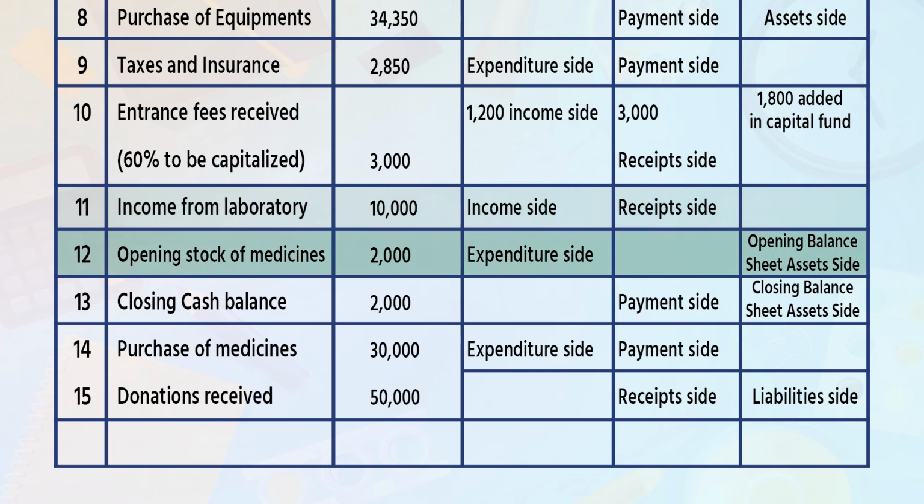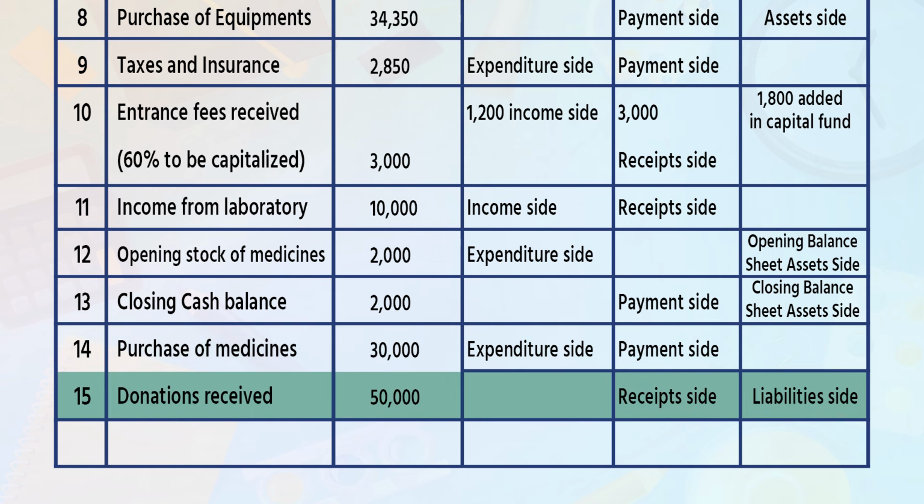Opening stock of medicine rupees 2,000, expenditure side, and the second effect would be in the balance sheet, opening balance sheet asset side. Closing cash balance 2,000, payment side in receipt and payment account, and in balance sheet we have to write down in a closing balance sheet, again asset side. Purchase of medicine 30,000. We have to purchase, so it is our expense, so expenditure side, then in receipt and payment account, payment side.